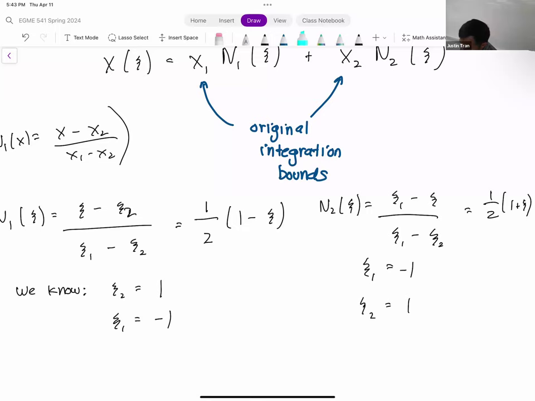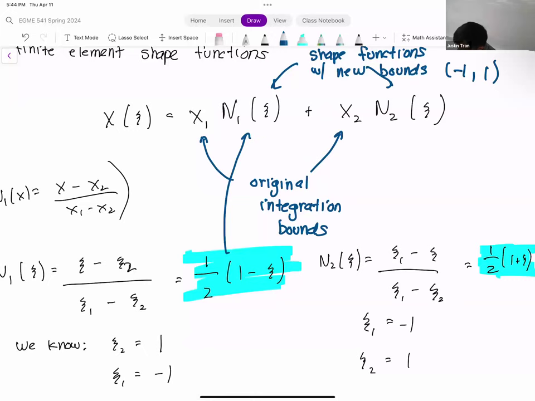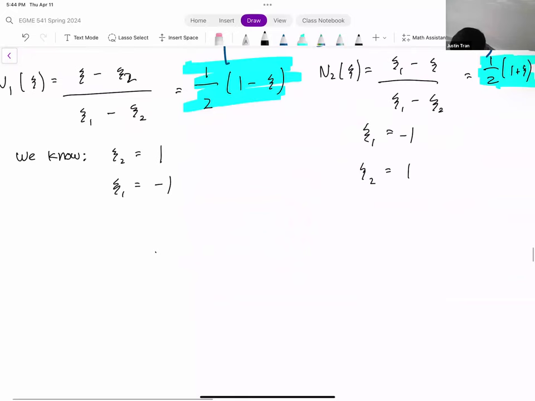So let's take these results. We know our expression for N1, we know our expression for N2. So let's go ahead and plug these back into our mapping here. Okay. So that means our mapping X of xi is equal to X1 divided by 2 times 1 minus xi plus X2 divided by 2 times 1 plus xi.